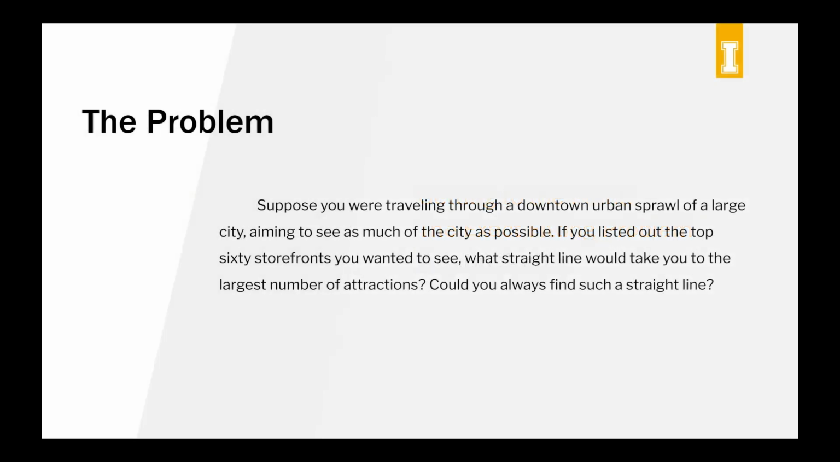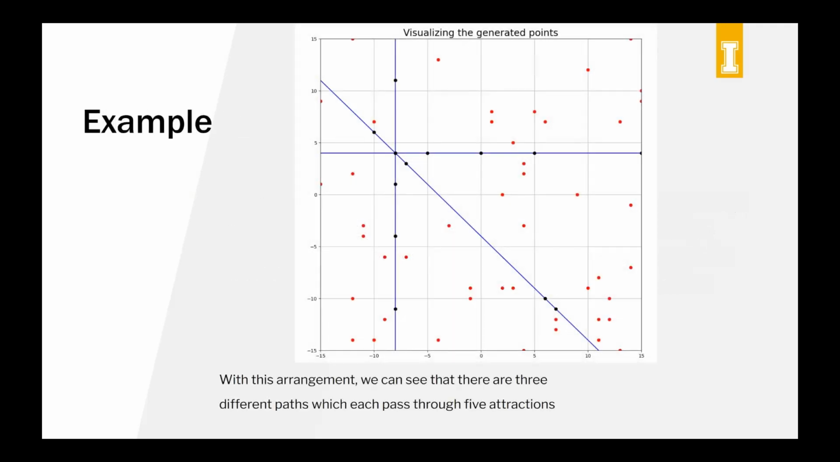Suppose you were traveling through a downtown city, aiming to see as much of it as possible. If you listed out the top 60 storefronts you wanted to see, what straight line would you take to see the largest number of attractions? Could you always find such a line? Well, let's look at an example.